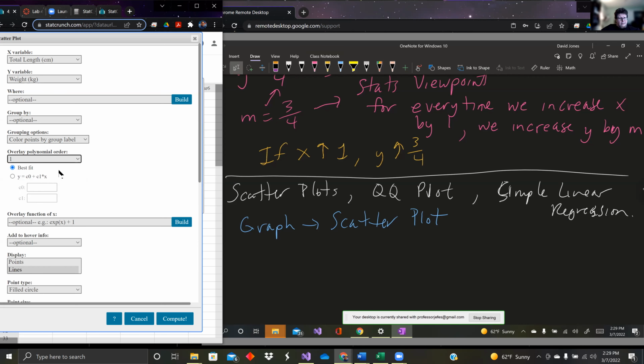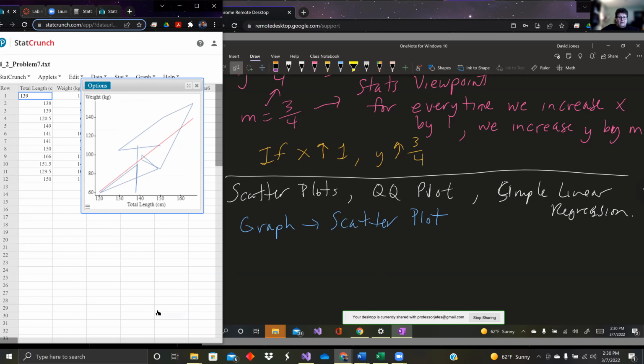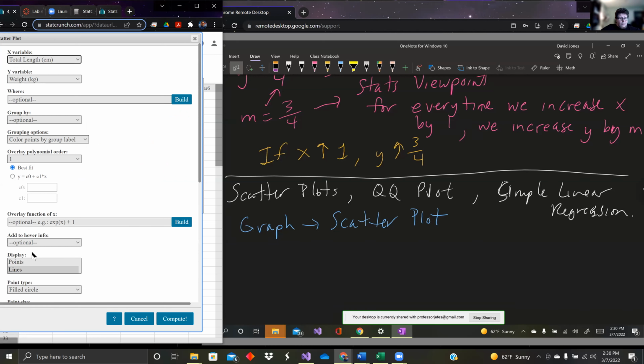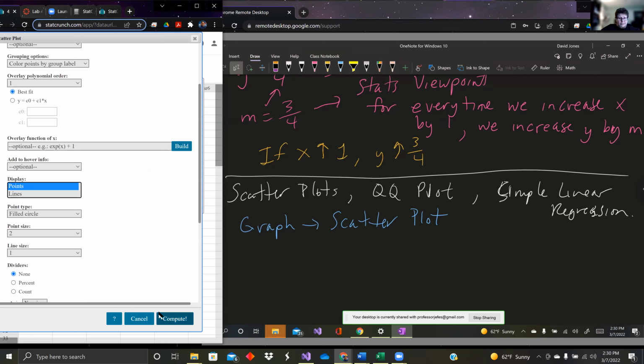And then we're going to have it do the best fit line. You don't need the best fit line, but it can help. We will be using the best fit line later. And that's not the line. That looks terrible. I did not want lines right there. So we'll go back to points.